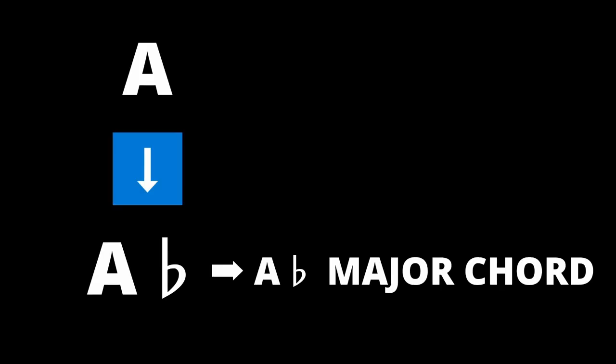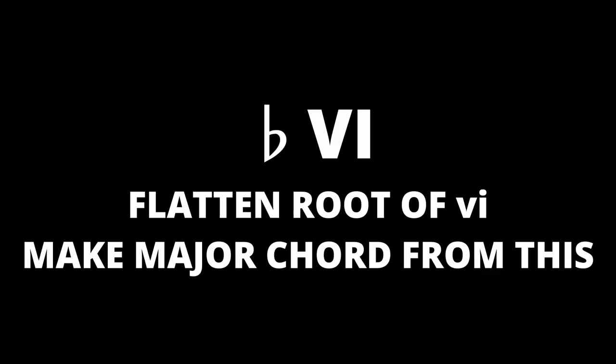If we take the root note of this chord, A, and drop it by half a step, then it becomes A flat. If we construct a major chord with the root note of A flat, then we have an A flat major chord. So the flat 6 Roman numeral shows us that we have flattened the root note of the 6 minor chord and created a major chord from this.